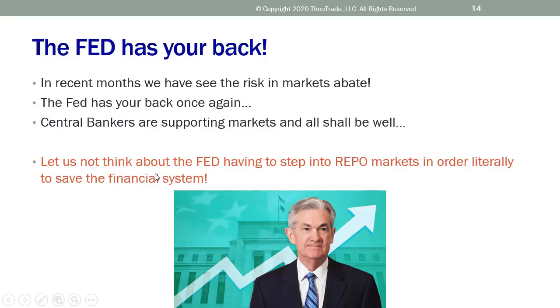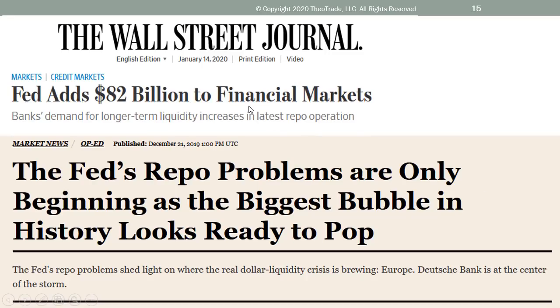Let us not think about the Fed having to step into the repo markets in order to literally save the financial system. It's kind of ironic because on one hand, we have, don't worry, the Fed's there. On the other hand, the Fed literally had to step up starting in September to say, save the repo markets, save the repo markets. And I don't know how much any of you may know, but at the very end of the year, they were having to pump in record amounts of capital every single day to literally save the financial system. What's a record amount?